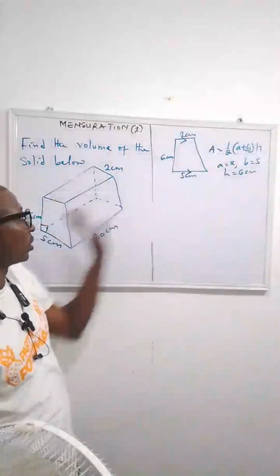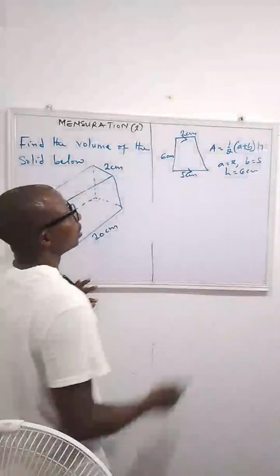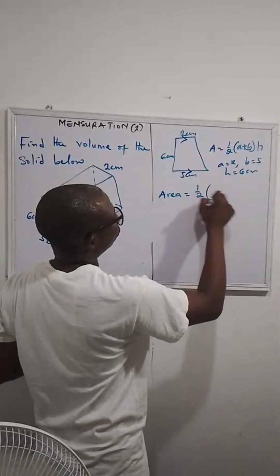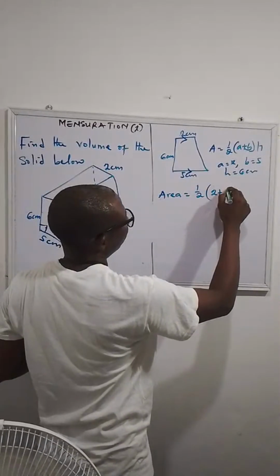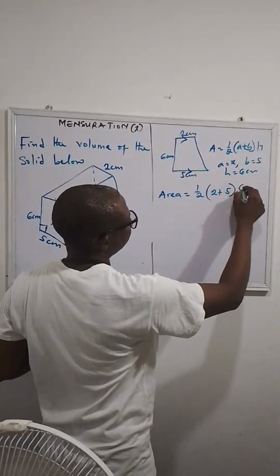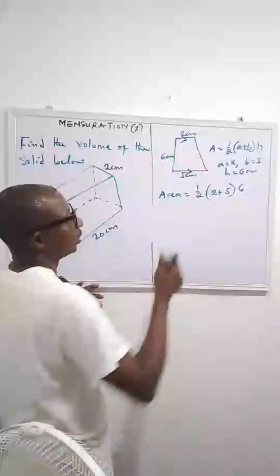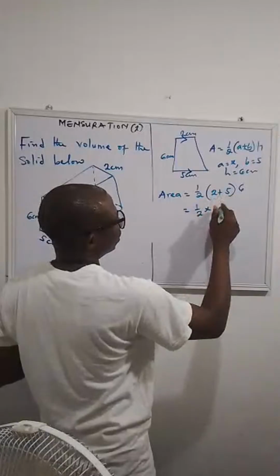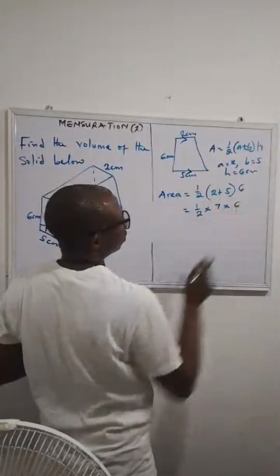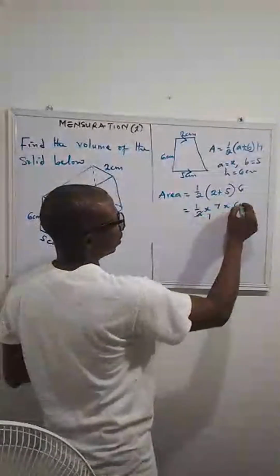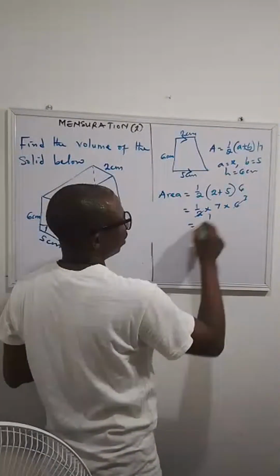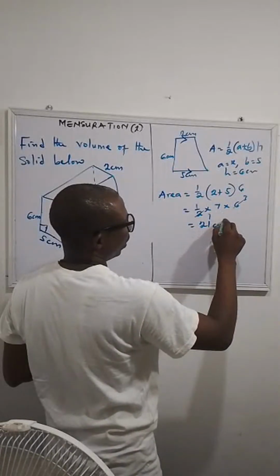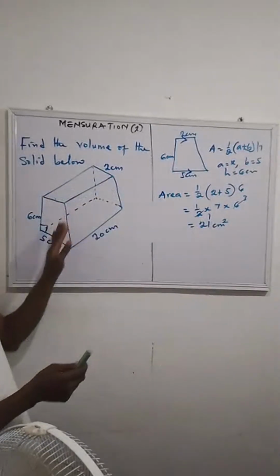So we get the cross-sectional area of this solid. So we have area equals 1/2 times (2 plus 5) times 6. Right? So now this gives you 1/2 times, this is 7 times 6. You get that now? So 2 goes there 1, 2 goes there 3. So we have 3 times 7, that's 21 centimeter square. So this is the area here.